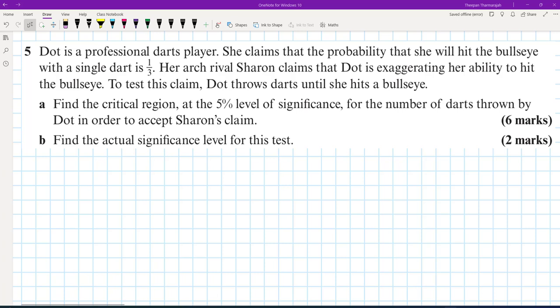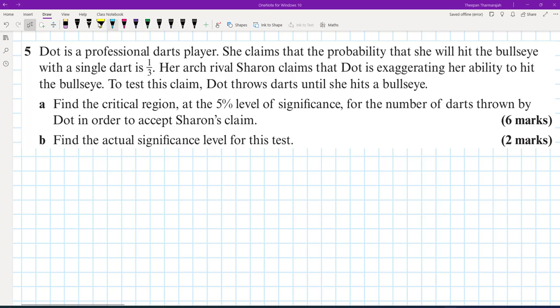Okay, welcome back. So let's read the question first of all. Dot is a professional darts player. She claims that the probability that she will hit the bullseye with a single dart is 1/3. Her arch rival Sharon claims that Dot is exaggerating her ability to hit the bullseye. To test this claim, Dot throws darts until she hits a bullseye. Find the critical region at the 5% level of significance for the number of darts thrown by Dot in order to accept Sharon's claim, for 6 marks here.